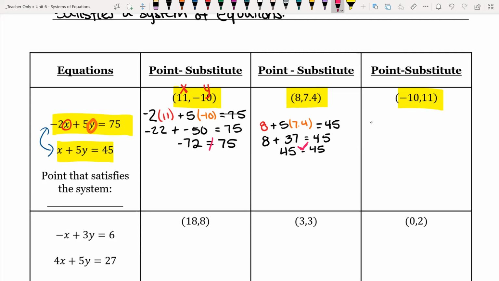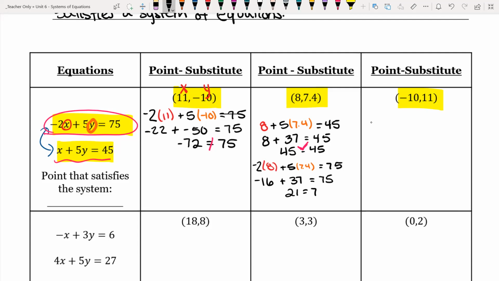So it satisfies one equation, but we have to test it in the other one. If it satisfies one, we have to test it in the other, okay? So we'll do -2 times 8 plus 5 times 7.4 equals 75. -2 times 8 is -16. We already know that 5 times 7.4 is 37. And then -16 plus 37 is a positive 21. Is positive 21 equal to 75? No. So since both equations are not true, this is not the point of intersection. We have one more to go.